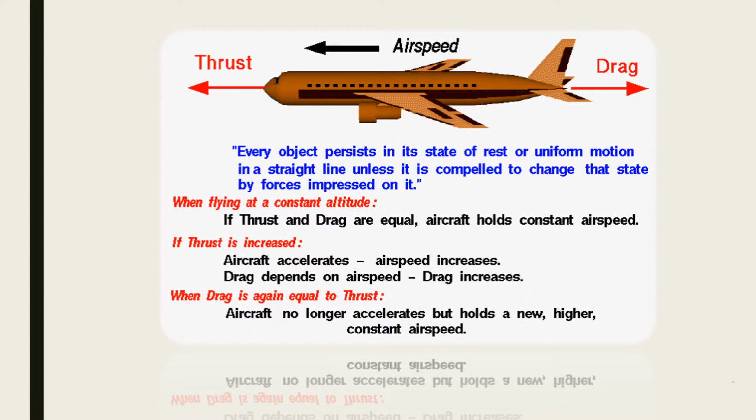Here's a little example. When flying at a constant altitude, the aircraft holds constant airspeed. To be able to hold constant airspeed, the thrust should be equal to your drag. Now, if thrust increases, the aircraft accelerates, so the airspeed increases. And if drag increases, the aircraft slows down, so your airspeed decreases. When drag is equal to thrust, the aircraft is no longer accelerating, which means it has a constant speed, which puts it at a constant rate of motion.